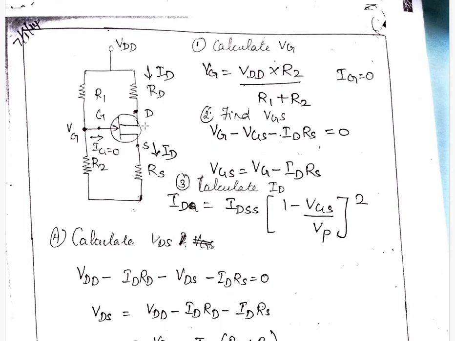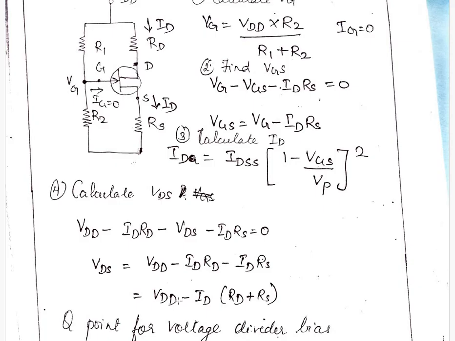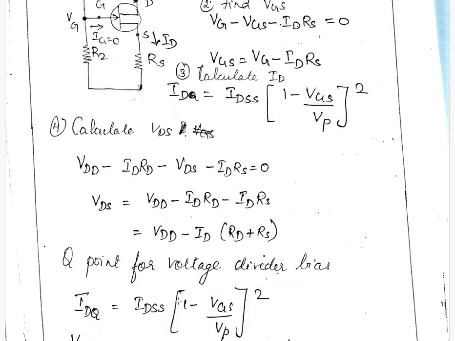And we write the KVL for the output side to find VDS. It is VDD minus IDRD minus VDS minus IDRS is equal to 0. And so VDS is equal to VDD minus ID into RD plus RS.